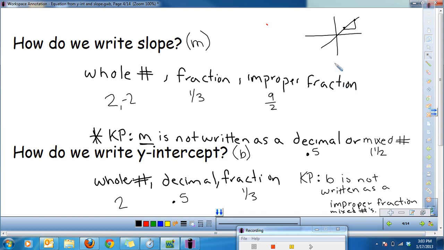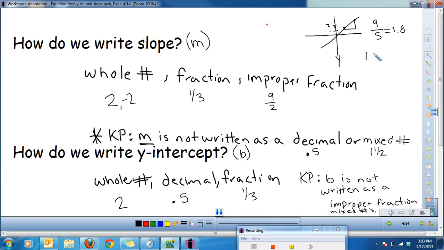And here's the reason. If I gave you an improper fraction like 9 over 5, where does 9 over 5 fall on the y-axis? That's hard to figure out. But if I turned 9 over 5 into a decimal, I get 1.8. That's a little bit easier. Let's say this is 1, this is 2. Oh, it's right about there, right? There's my y-intercept.